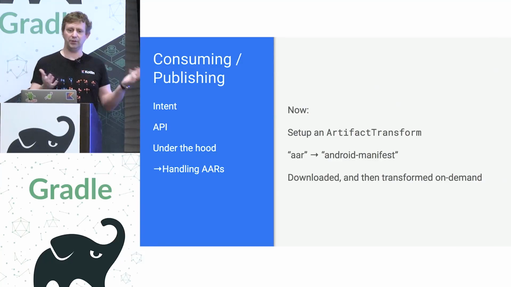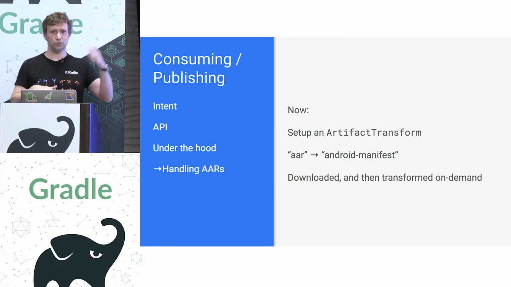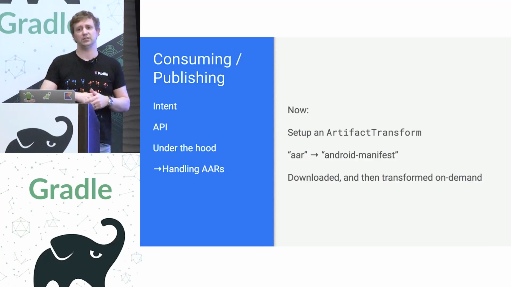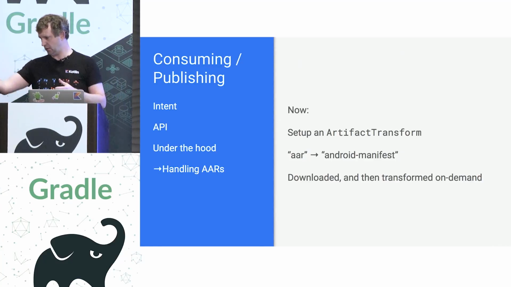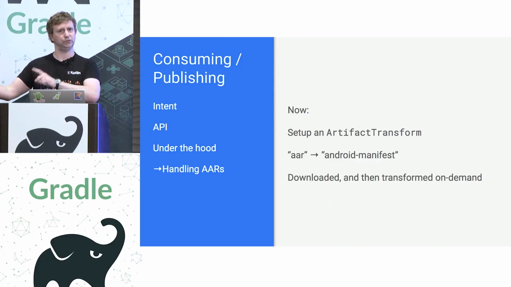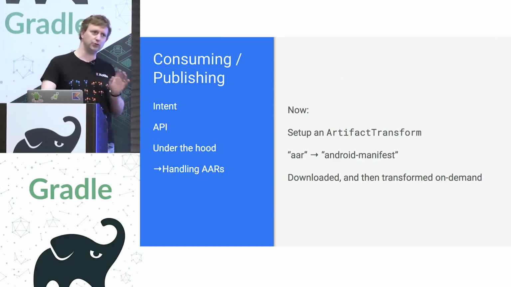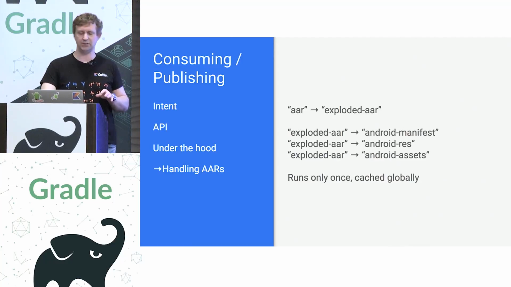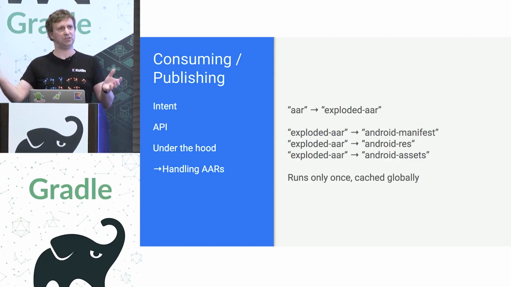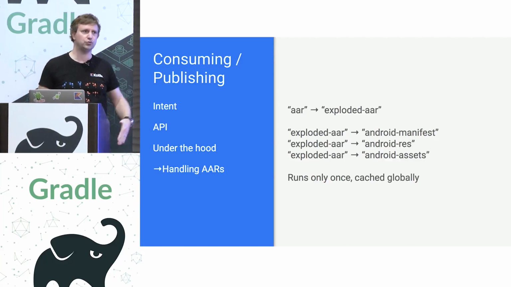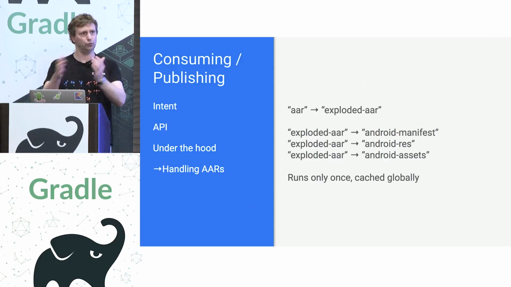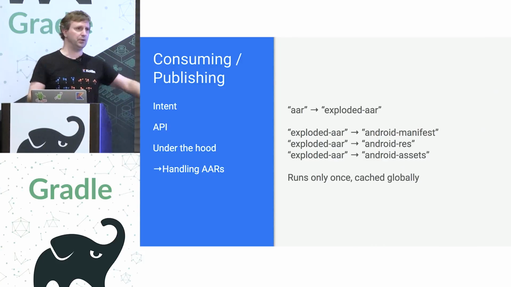And then when you have a task that consumes Android manifest using the API I showed you, basically at some point Gradle will be like, oh, that's an AR, but I know how to convert it into a manifest. I'm going to go and run that transform. Now we don't actually go directly from AR to Android manifest. Instead, we go from AR to exploded AR to unzip it. So this one actually does work. It goes and it unzips it somewhere. And then we have a bunch of transforms that go from an exploded AR to a content. And we have 14 of them, basically, right?